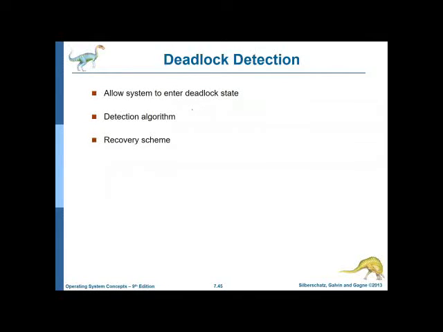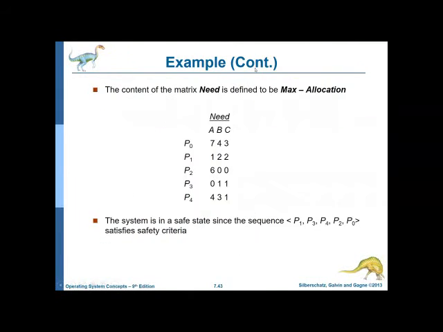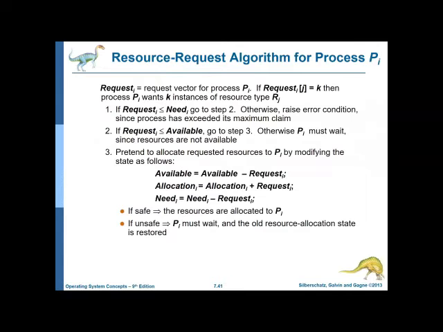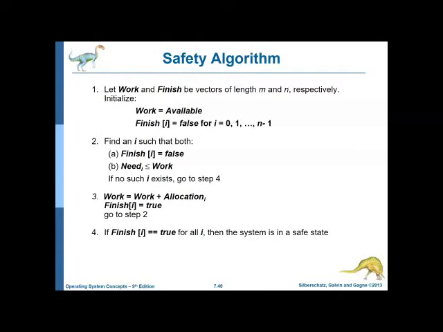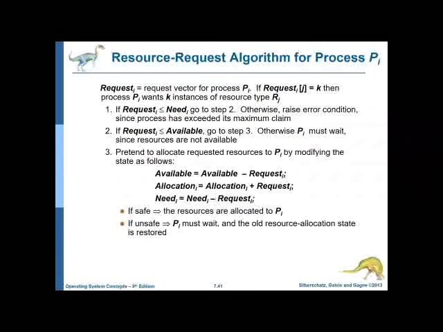Hello students, today we are going to look at the third module topic, deadlock detection. In the previous class of the third module, we had already learned about deadlock prevention as well as deadlock avoidance. In deadlock avoidance, we learned the banker's algorithm, which had two steps: the safety algorithm as well as the resource request algorithm.